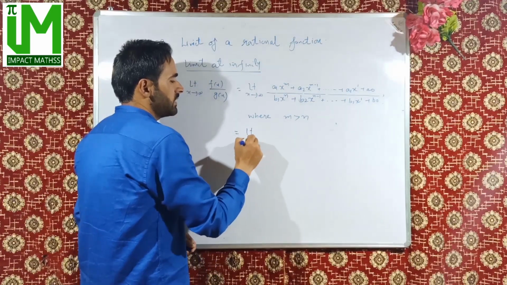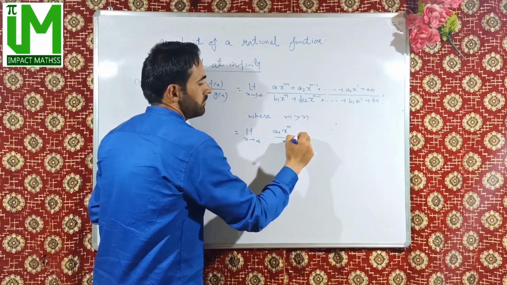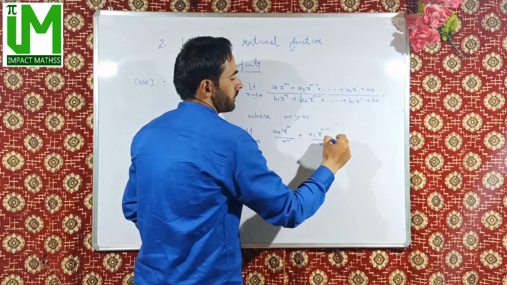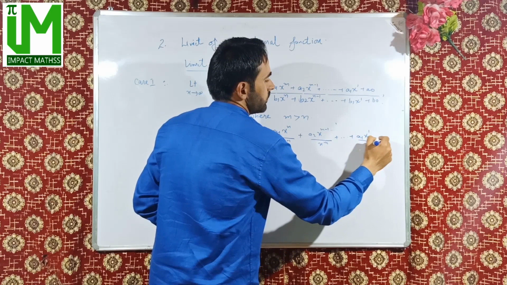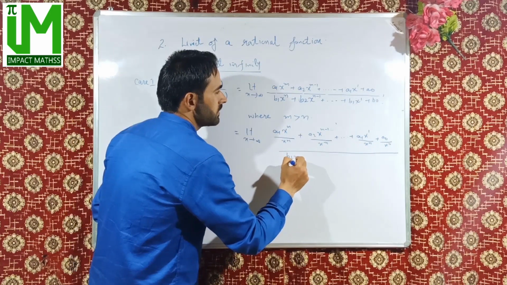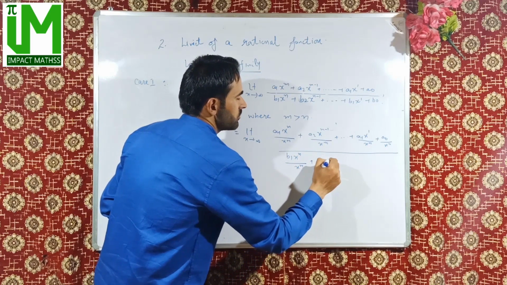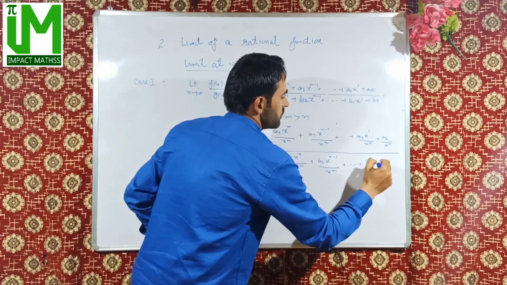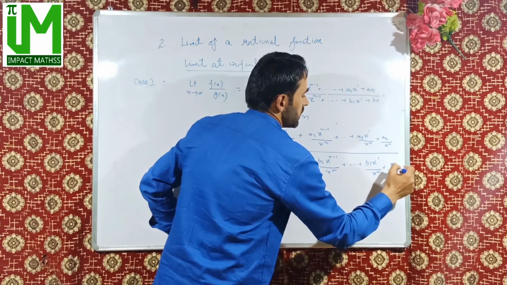So this will be limit x approaches to infinity a1 x to the power m divided by x raised to power m plus a2 x to the power m minus 1 divided by x to the power m plus up to a1 x to the power 1 divided by x raised to power m plus a0 divided by x raised to power m, divided by b1 x to the power n divided by x to the power m plus b2 x to the power n minus 1 divided by x to the power m plus up to b1 x to the power 1 divided by x raised to power m plus b0 divided by x to the power m.